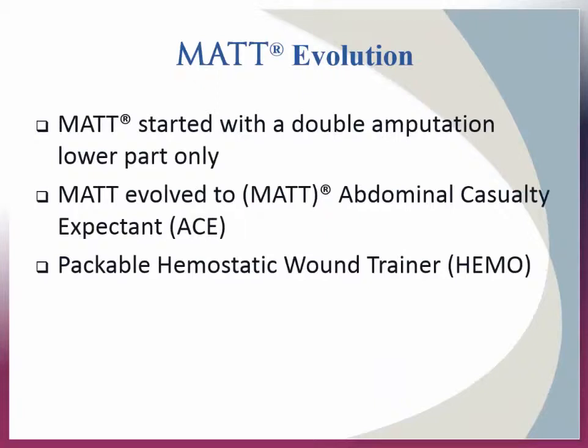So since 2009, like I said, the Mac came out. There's been a couple of evolutions. It first started with just being a double amputee, the lower part, but it's also evolved through the abdominal casualty expectant model, and then the packable hemostatic wound train hemo. There are others that are coming up, but these are the two that I find very interesting, and we can definitely use these in any other training that we do out in the field or even in a hospital setting.